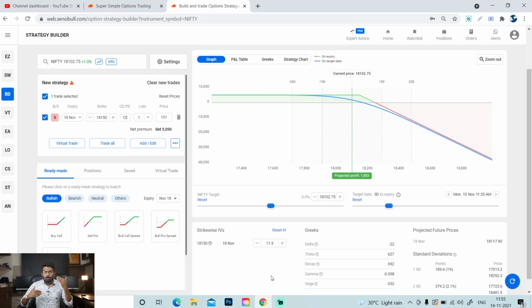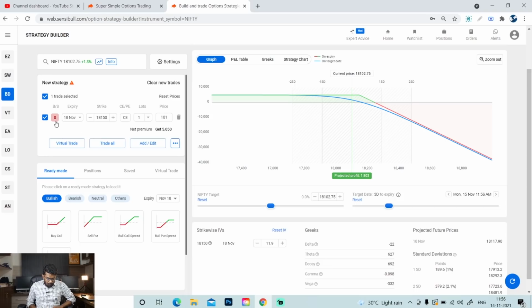So when I buy a call option and the market moves on the upside, I am going to make money because the delta is positive. When the delta is positive and the market moves on the upside, you are going to make money, and if the delta is positive and the market goes down, you are going to lose money.